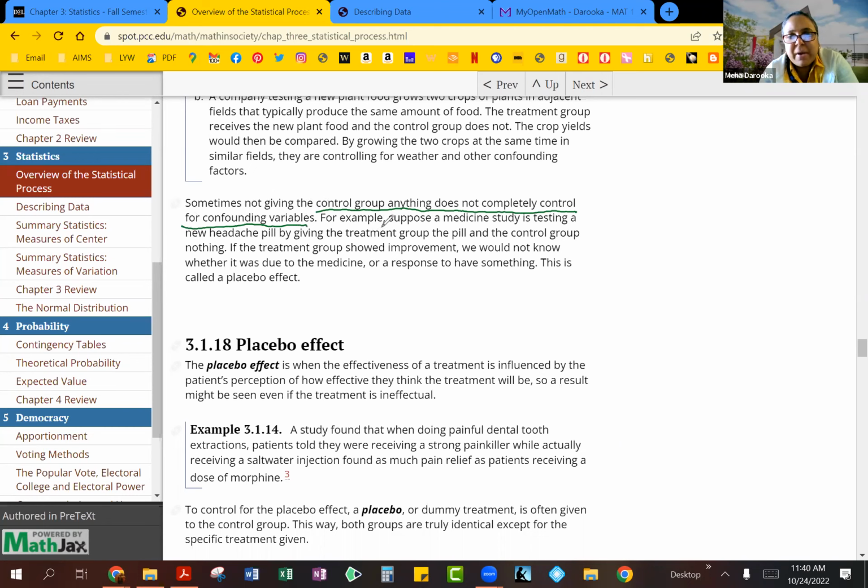So here they're talking about, suppose a medical study is testing a new headache pill, giving the treatment group the pill and the control group nothing. So same thing, right? Give the treatment group the new headache pill, the control group, we would not give them anything. However, if the treatment group showed improvement, would we not know whether it was due to the medicine or just a response of, I'm receiving something, so it's got to make me feel better, right? And that's what we call the placebo effect.